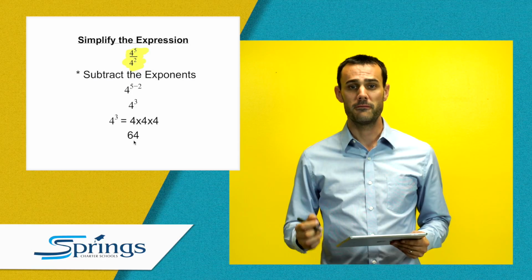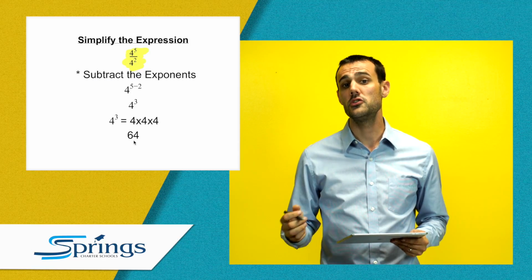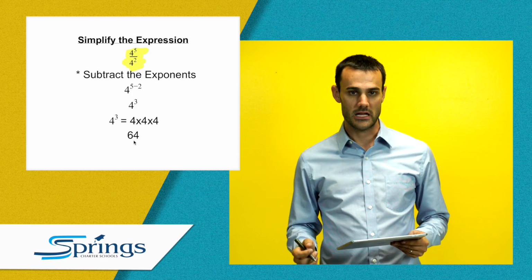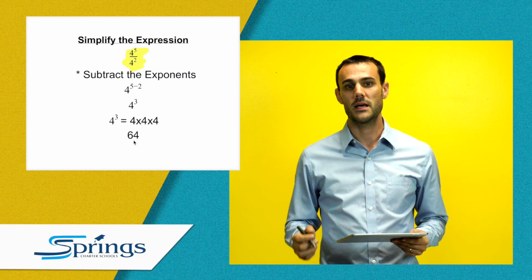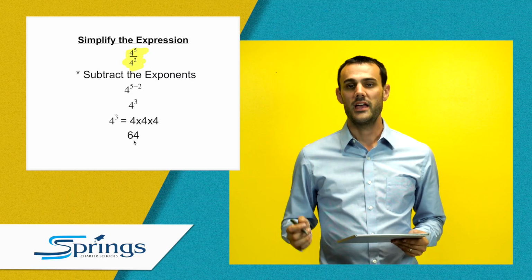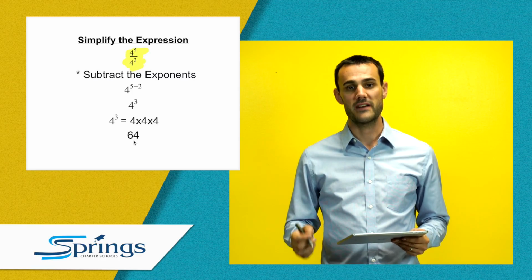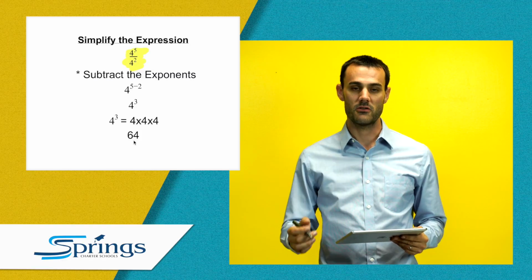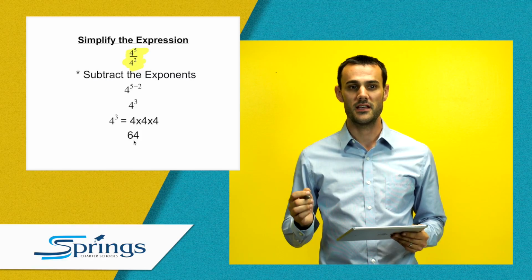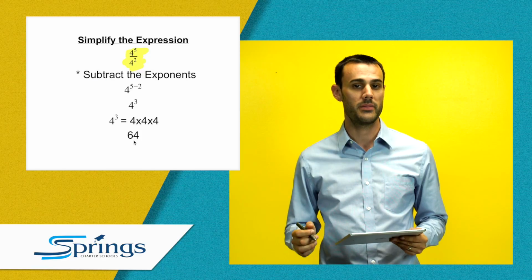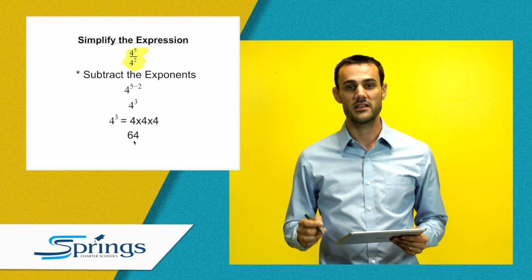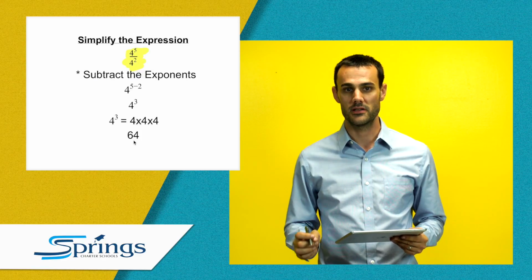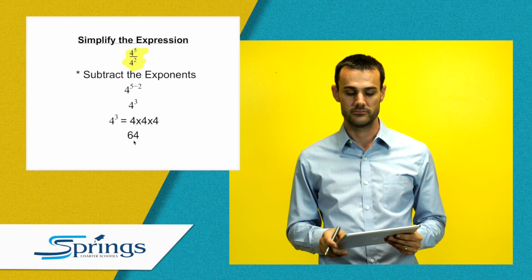Again, 4 raised to the third power, or 4 cubed, does not mean 4 times 3. It actually means 4 times 4 times 4, and 4 times 4 times 4 gives us a final answer of 64. So when you have an expression that has a base and an exponent over another base and an exponent, that fraction bar tells you to subtract your exponents and then simplify from there.